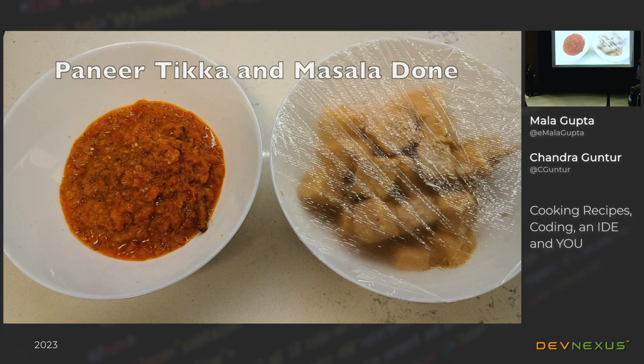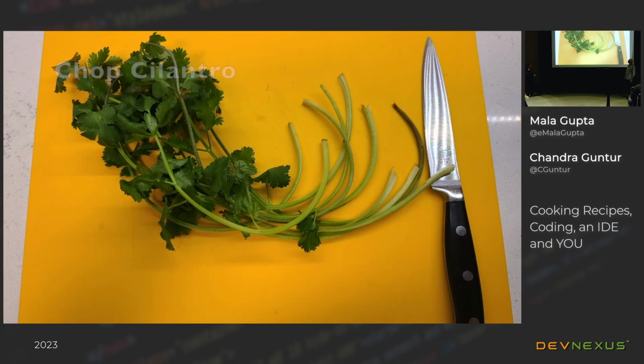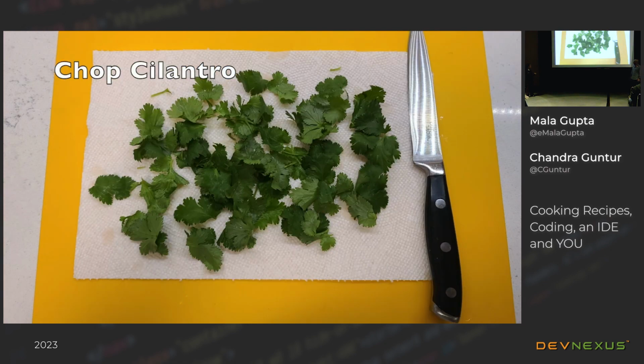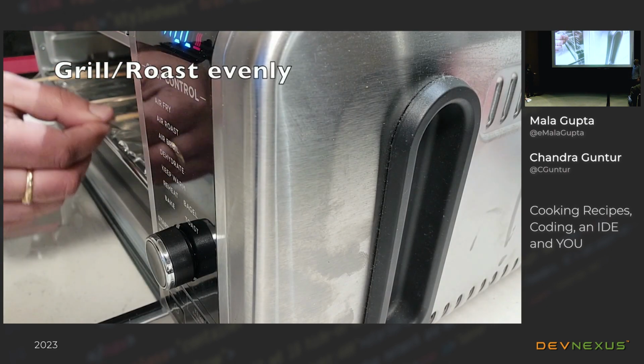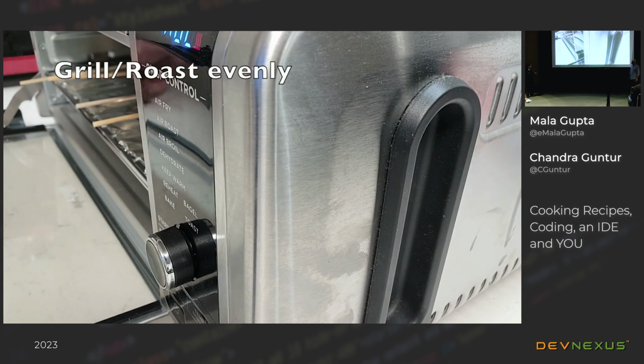Makes sense. So let's move forward and do the rest of the cooking. So we're talking about chopping the cilantro leaves, and we are next talking about marinating paneer. I want to pause again. You mentioned grill or roast. How does that relate to the API that we are going to create a kata on?